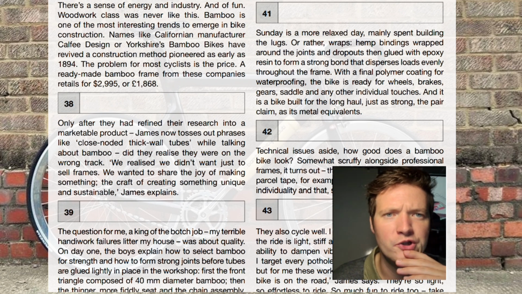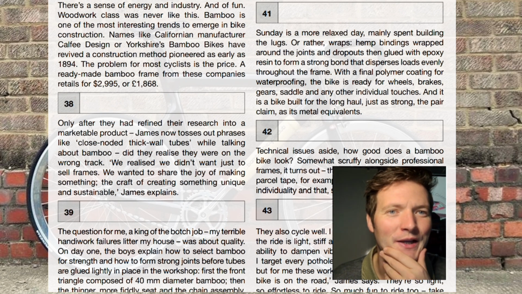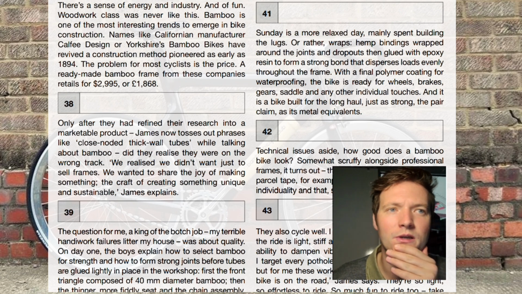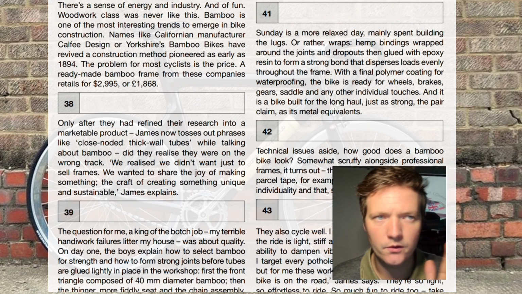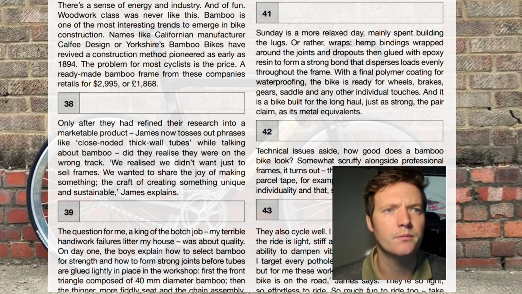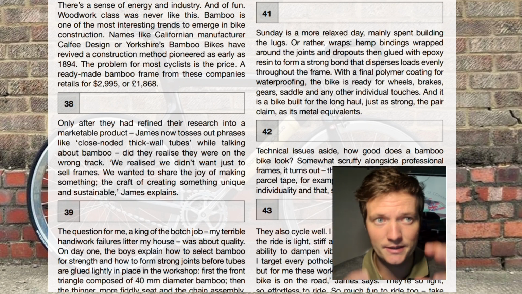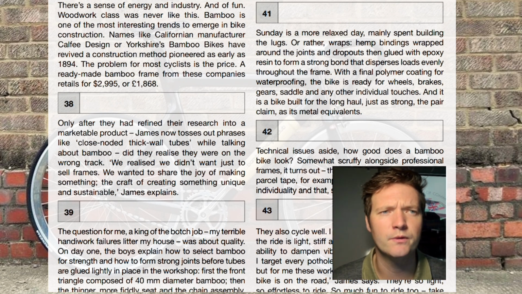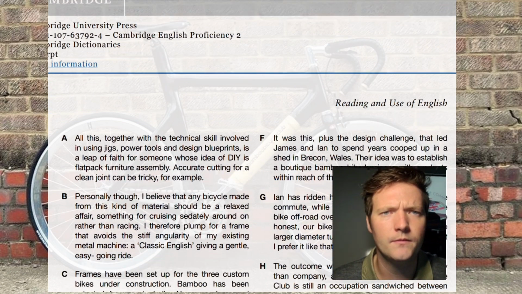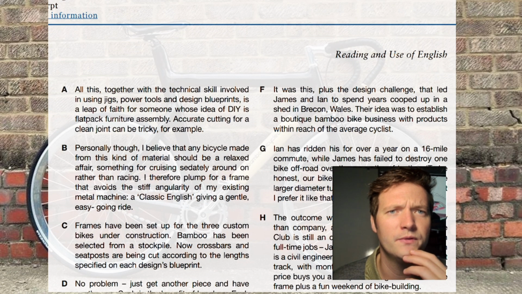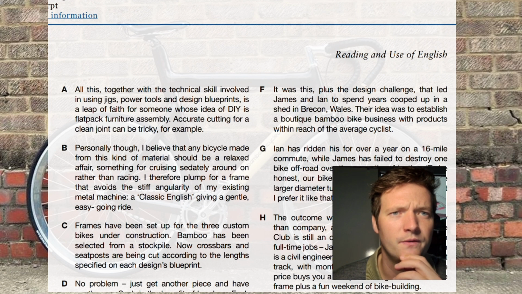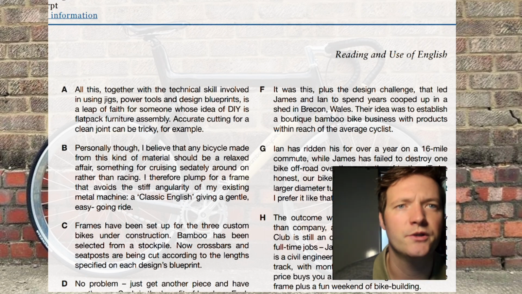And after the gap, it says, the question for me, a king of the botched job, my terrible handiwork failures litter my house, was about quality. So the author is saying it would worry him that he wouldn't know how to put a bike together, assemble it properly, that he'd do it wrong. So in 39. All this together with the technical skill involved in using jigs, power tools, the leap of faith for anyone's idea of DIY is flat pack furniture assembly.